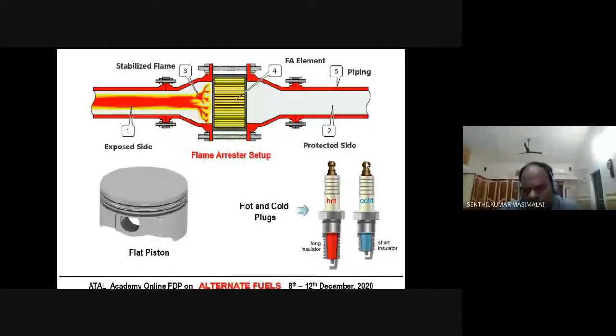If heat is retained here at the tip, then what will happen? This spot will act as a hot spot. So the heat must be quickly transferred to the top. So that's why cold rated spark plugs are preferred for our hydrogen engine.